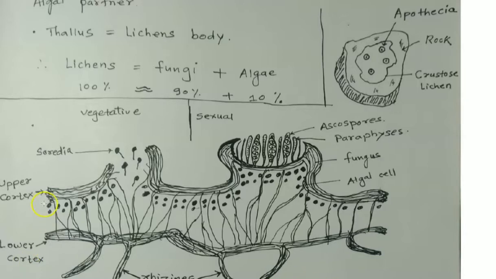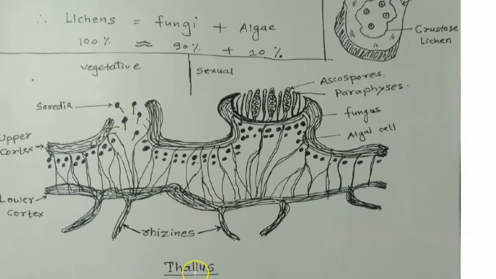So this is the upper cortex, lower cortex, and algal zone, and there is an asexual reproductive organ, or we can say a vegetative reproductive organ, formed called soredia. This is the thallus. Thallus means the lichen's body.